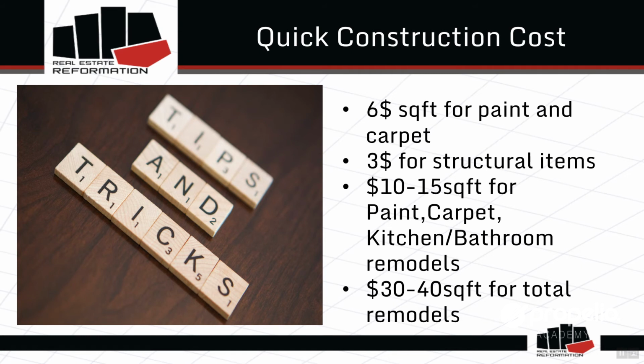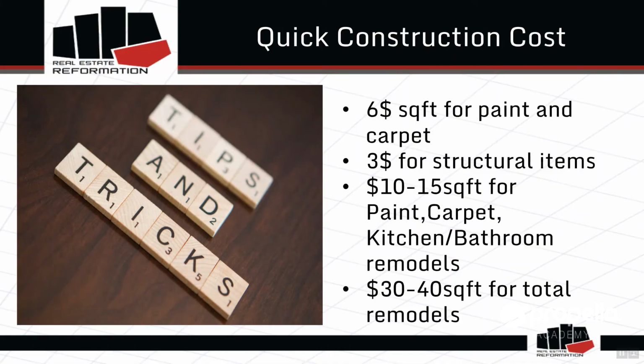So $6 per square foot for paint and carpet. That can be a little bit less, that could be a little bit more, but that's a general good rule of thumb to use. $3 a square foot for structural items. I found that out from Ron Carlson. I told him, hey, I've been using a $5,000 to $8,000 rule of thumb as far as the dollar amount, and he told me, no, man, use $3 a foot for your square feet for structural items, and that ended up actually coming out pretty darn accurate. So structural items are obviously your roof, foundation, your HVAC, plumbing, electrical. If you're having to do a total overhaul, use that $3 a foot and that'll come in pretty darn close to what you're looking for.